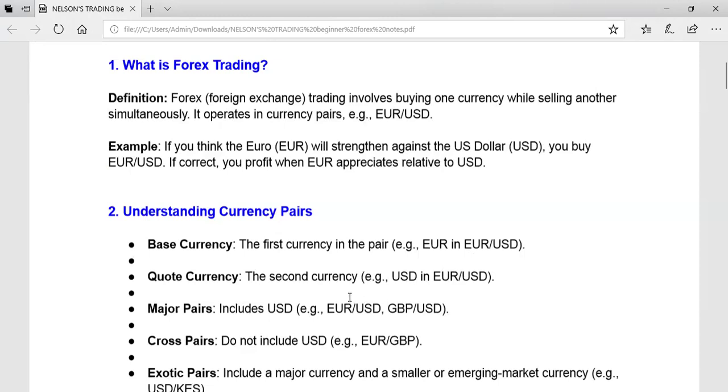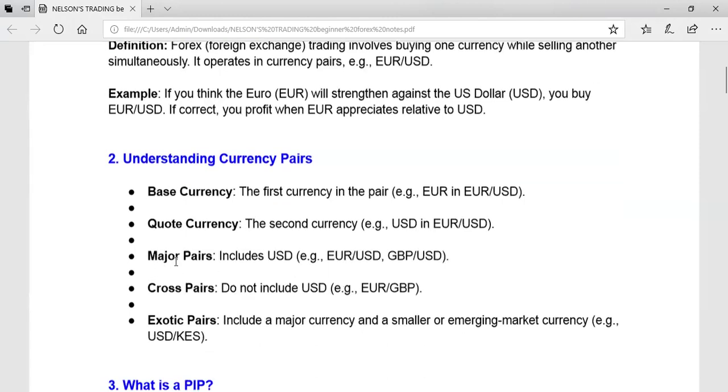Now let's go on. So we go and see major pairs. We have different types of pairs in Forex markets, okay? We have different types of pairs and we need to understand this because of volatility in the markets. Major currency pairs is what we call it, and it includes the USD. For example, EUR/USD, GBP/USD, USD/JPY, those are the major currency pairs.